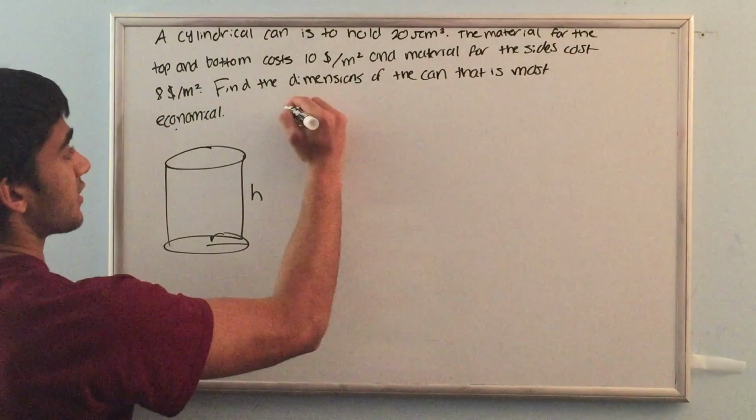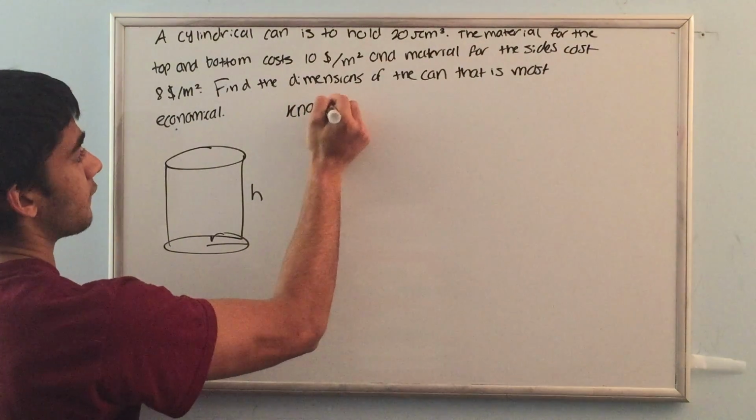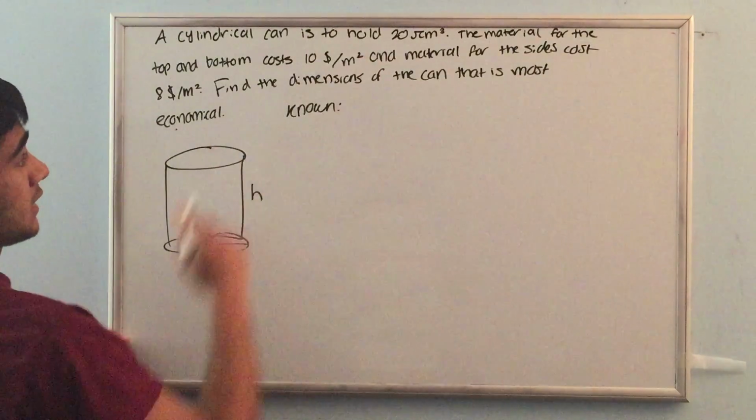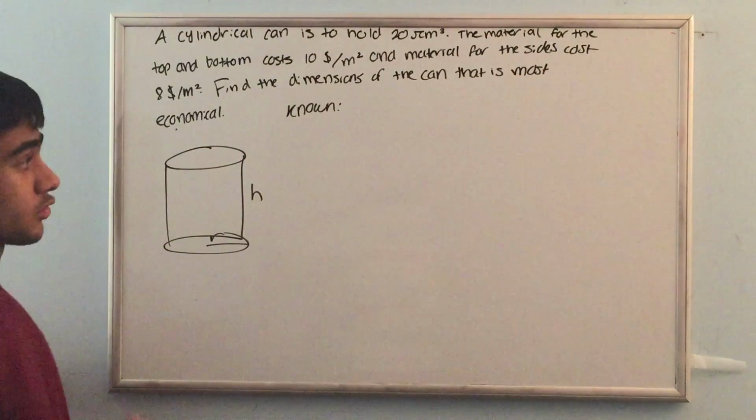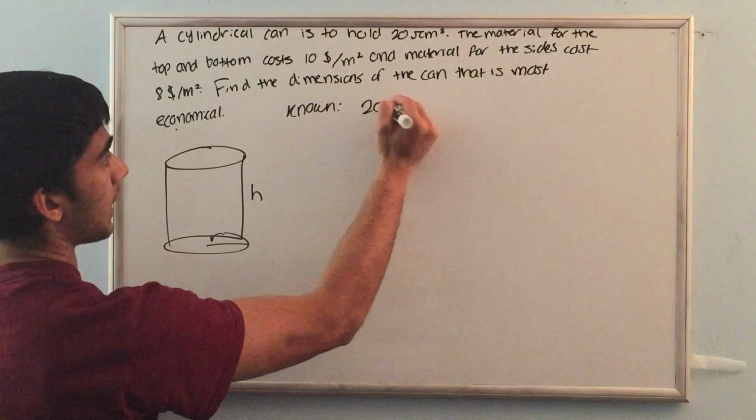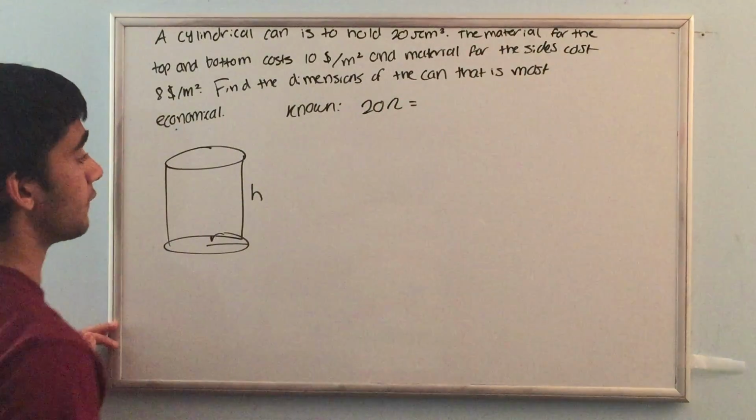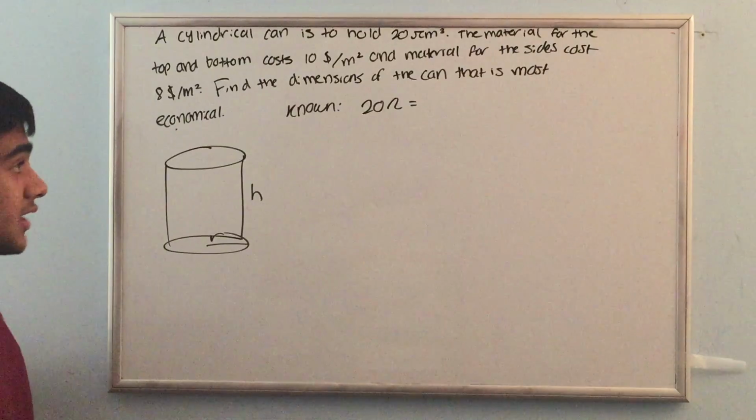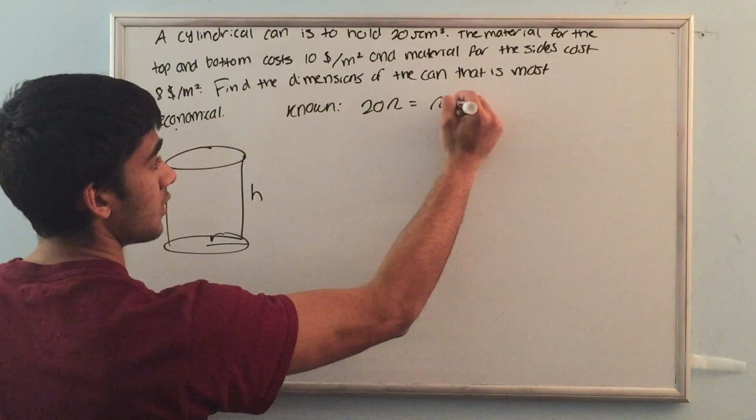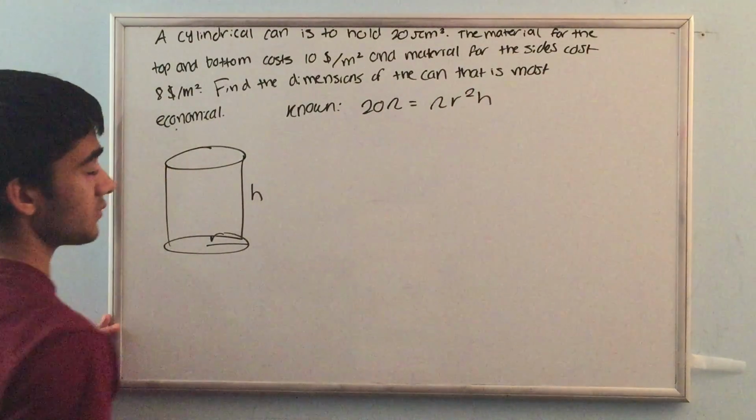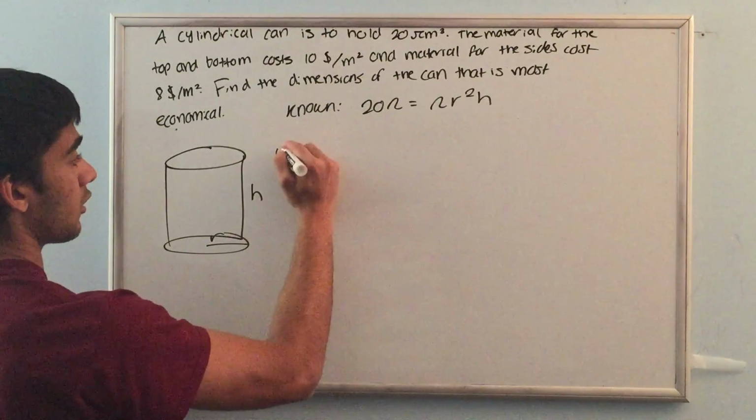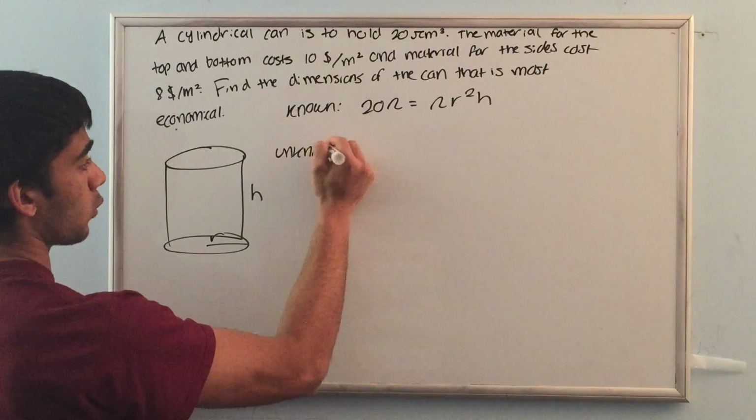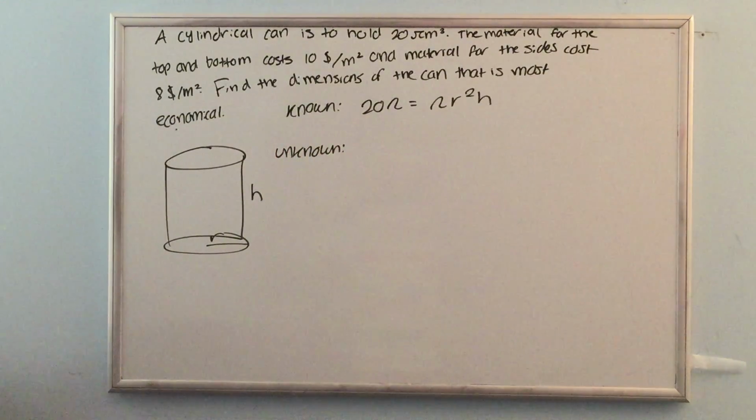So in this case, the known equation would be the volume equation, since they gave us the volume of the cylinder is 20 pi meters cubed. So we can set 20 pi equal to the volume of the cylinder, and remember the equation for the volume of a cylinder is pi r squared h, so 20 pi equals pi r squared h. So that is our known equation. And our unknown equation would be the cost equation, since that's what we want to optimize.